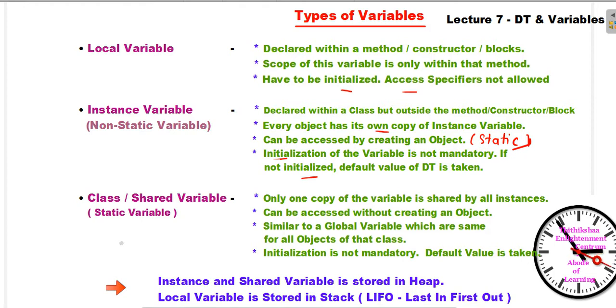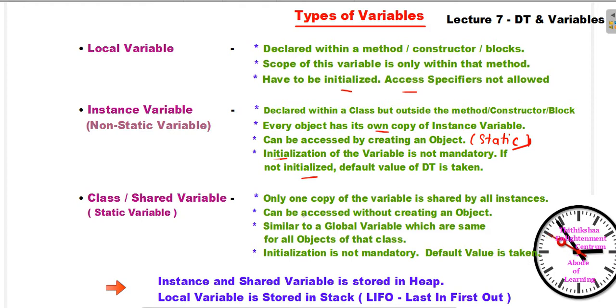Next one, the class or shared variable. Here I told only one copy of the variable is shared by all the instances. Instance is nothing but the objects. So there will be only one copy, shared by all the instances, and it can be accessed without creating an object. Similar to a global variable, it is available to all the objects. Here also initialization is not mandatory, the default value is taken.